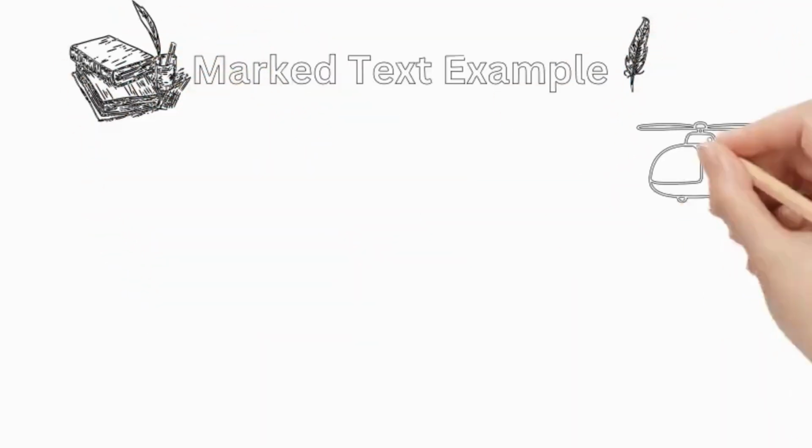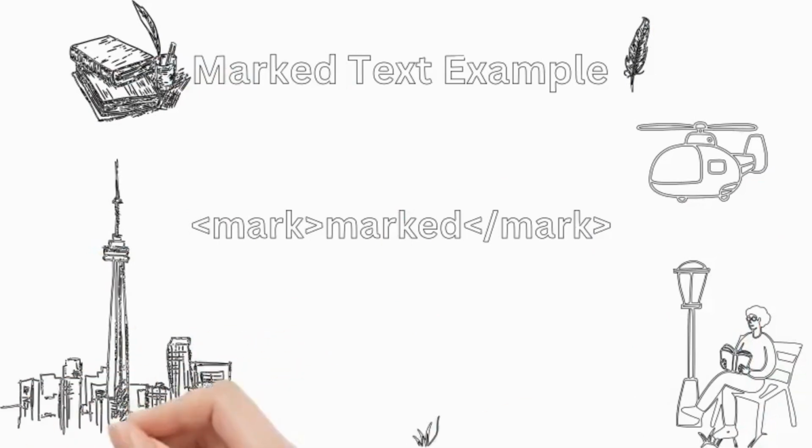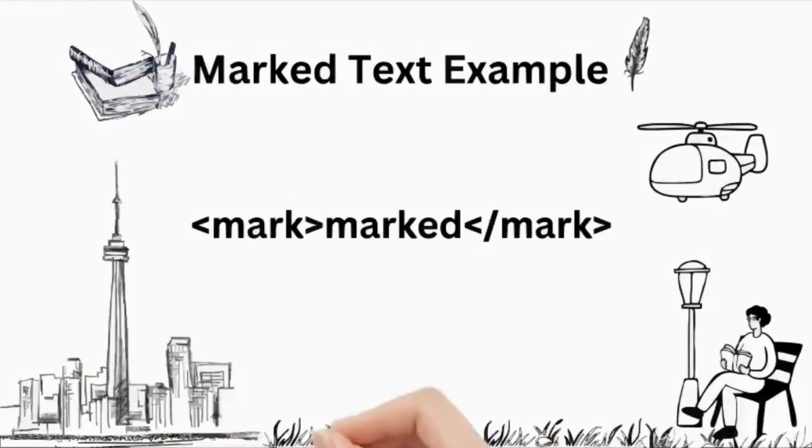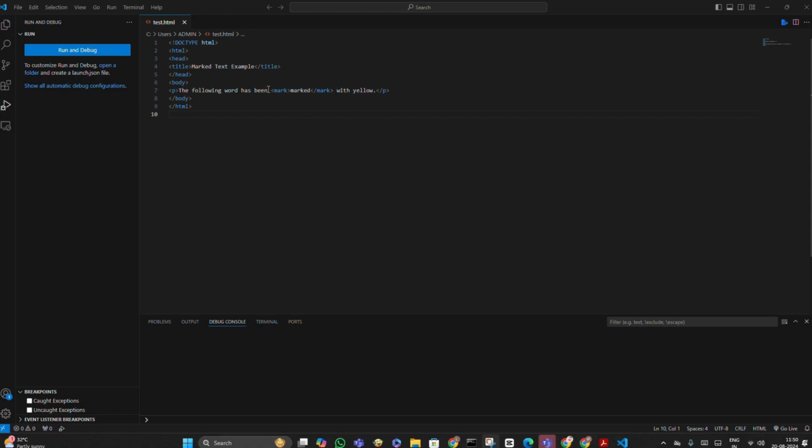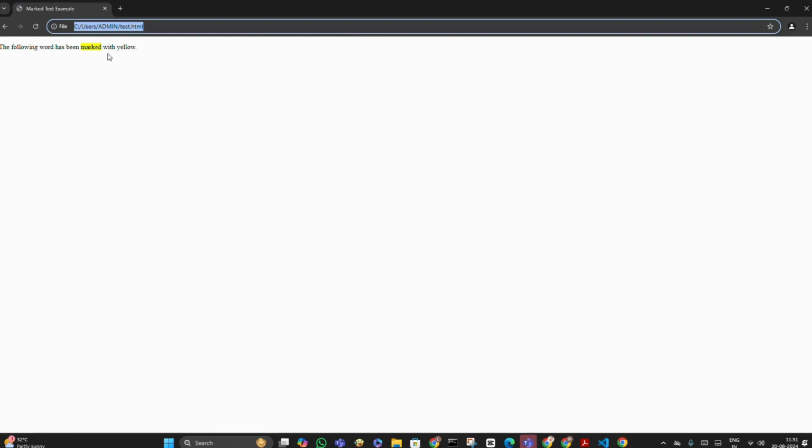Next, we have mark text. The mark element is used to highlight text with a yellow background, similar to how you would use a highlighter pen. Here's an example. This will result in the following word has been marked with yellow. The word mark stands out with a yellow background, making it easy to spot.